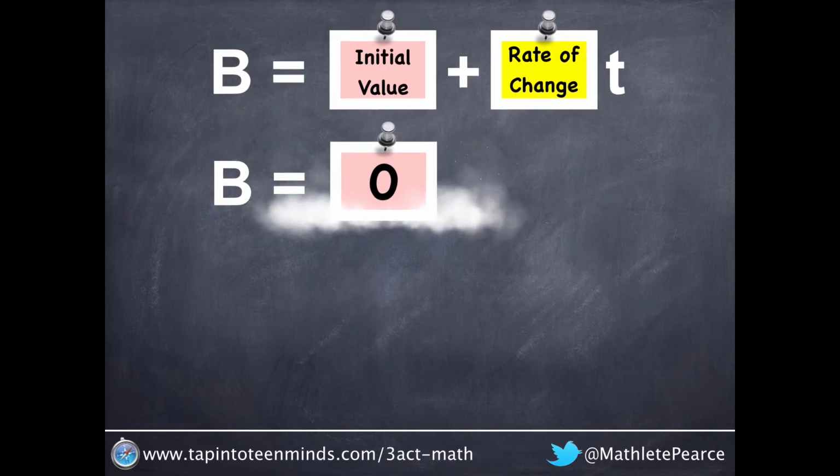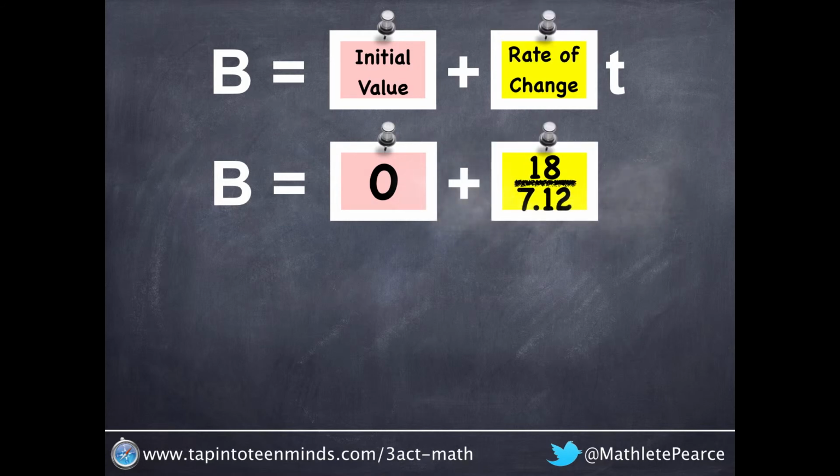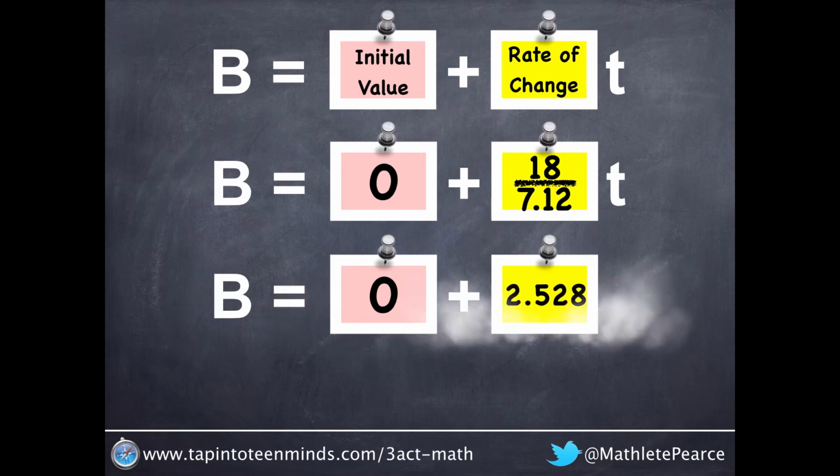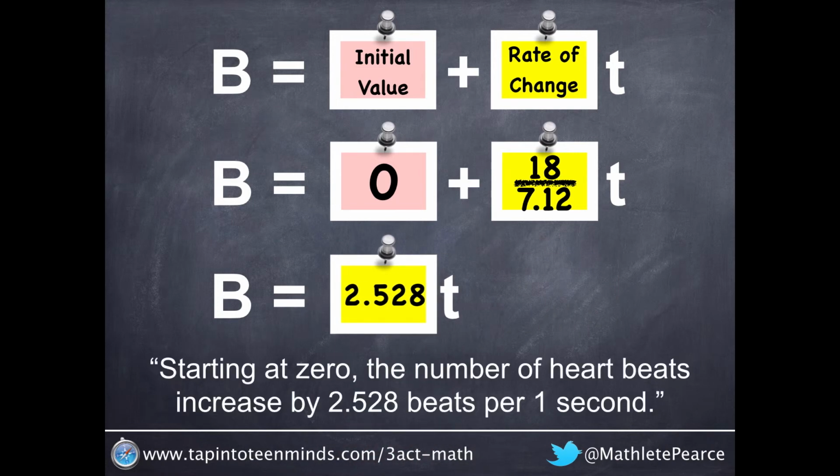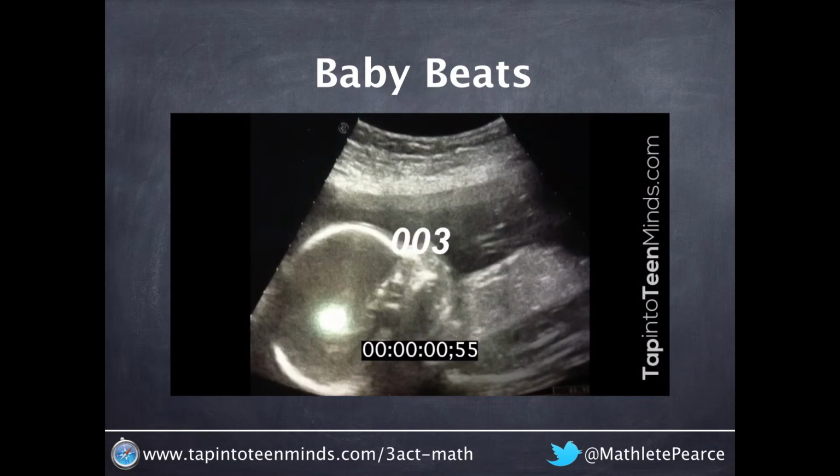By substituting our values into the equation, we can see that the equation is b equals 0 plus 18 over 7.12 times t, or, after simplifying, b equals 2.5 times t. In this case, we can allow the students to see the final answer and then compare it to their own. As in many real-world situations, the theoretical and practical do not match, and this can engage students in a deep discussion as to why.